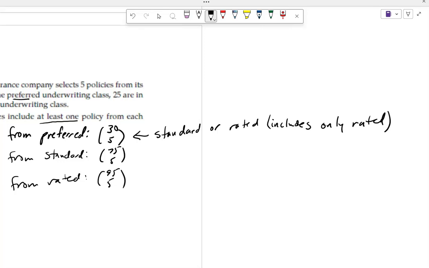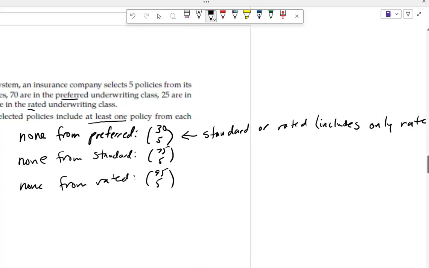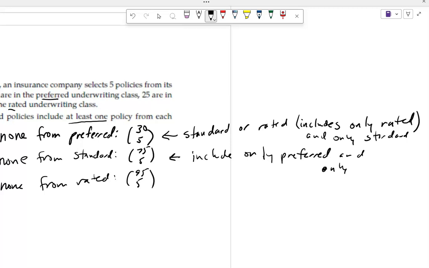So if I said at this one, I guess I should say, and only standard. I'll put that here. Okay. This one here would include only preferred, which we haven't done at all yet. But it would also include only rated, which we have already counted, isn't it? Haven't we? So at this point here, rather than doing 75 choose 5, what could we do instead?